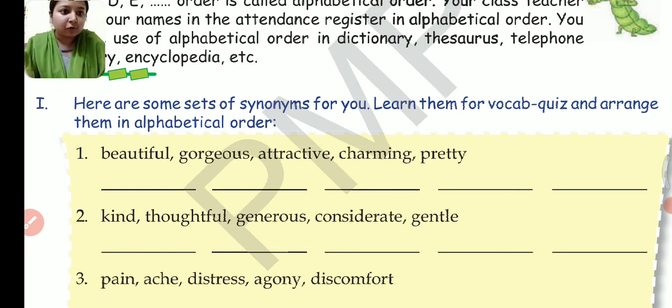So what do you have to do? You have to arrange them in alphabetical order. They are not arranged, they are just written. So how will you arrange? First you will put the word which starts with A in the first blank, then with B, then with C, and so on. So let's get started.